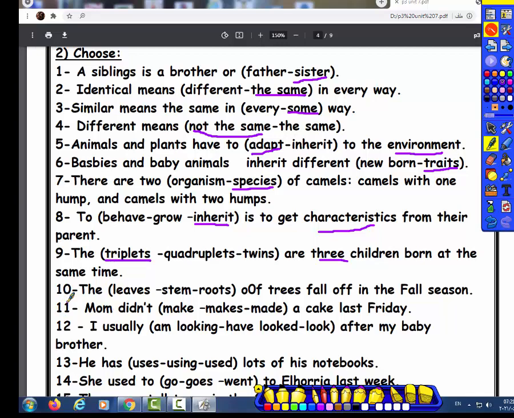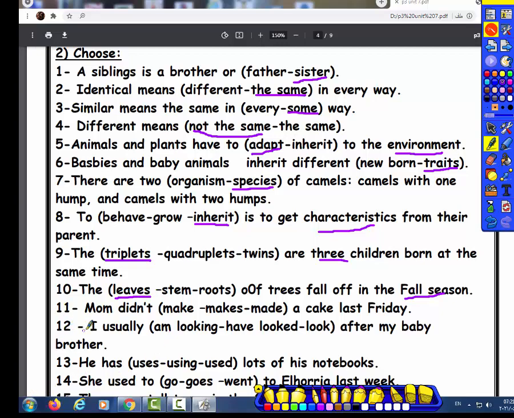Number 10. The leaves, stem, roots of trees fall off in the fall season. Do you know the fall season? We have 4 seasons: winter, summer, spring, and fall. In fall, the leaves of the trees fall onto the ground. So, leaves.